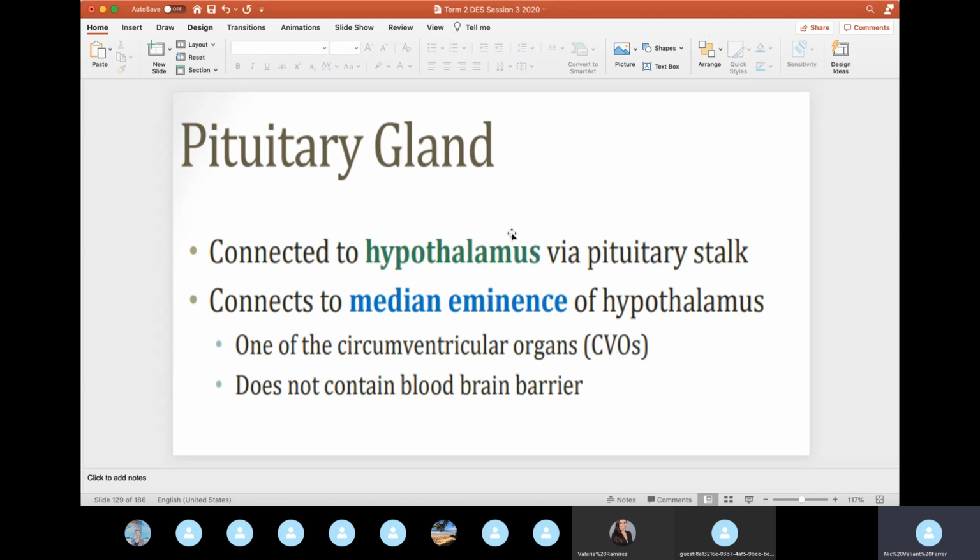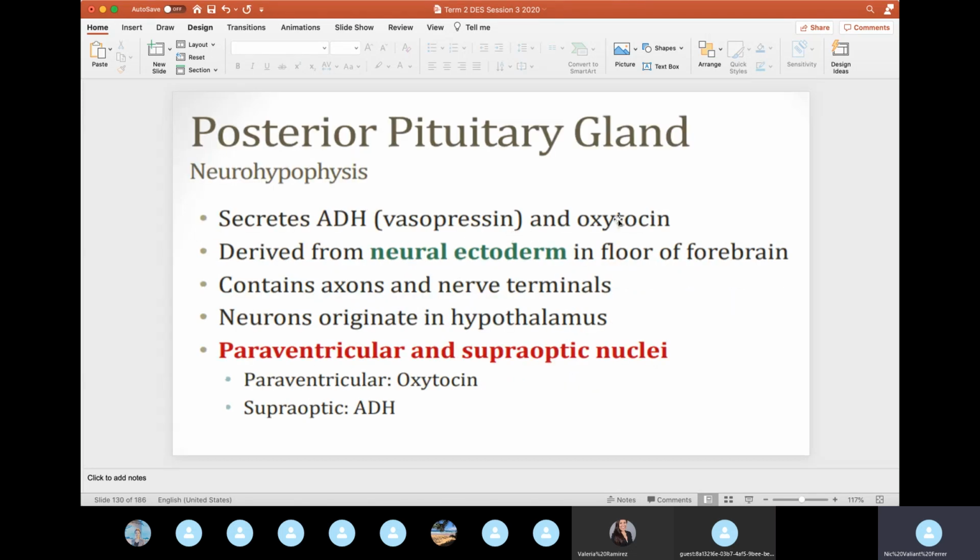Pituitary gland connected to hypothalamus. It connects to median eminence. Your posterior pituitary's embryological origin is neural ectoderm, right? So remember VSOP, my mnemonic, VSOP for posterior pituitary gland. V for your vasopressin or your antidiuretic hormone. It is secreted by your supraoptic, right? VS, and then OP, oxytocin via your paraventricular. Remember, they are made in the hypothalamus. However, they are being stored in your posterior pituitary.